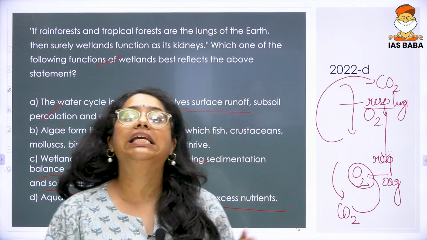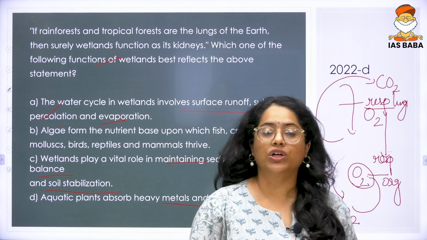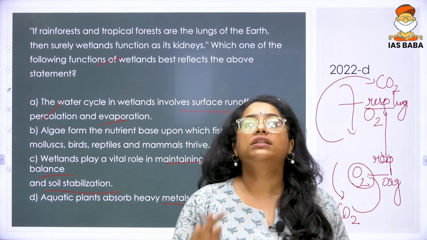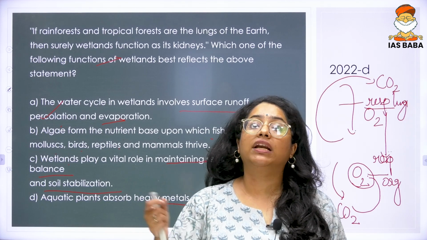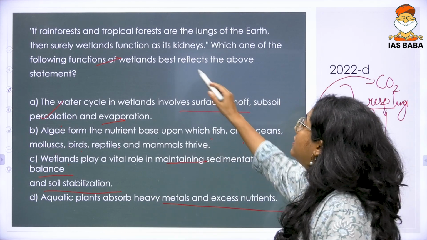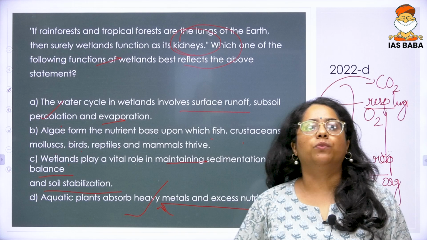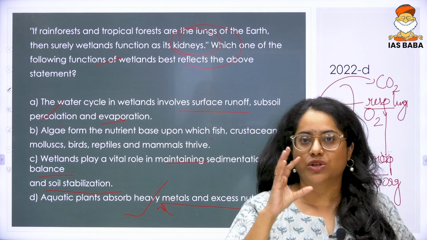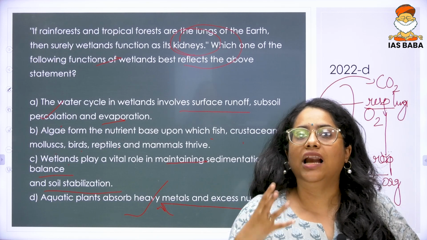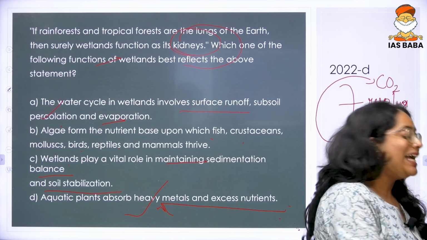When you compare C and D, again I'm saying A is also correct, C is also correct in the sense that they are all functions of the wetland. But the question reads: which one of the following functions of wetlands best reflects the kidney function? The kidney function is reflected in the last one, where they say the plants absorb all the heavy metals and excess nutrients and leave out whatever is not required. So they basically help in some kind of excretion process. The answer to this 2022 question is D.